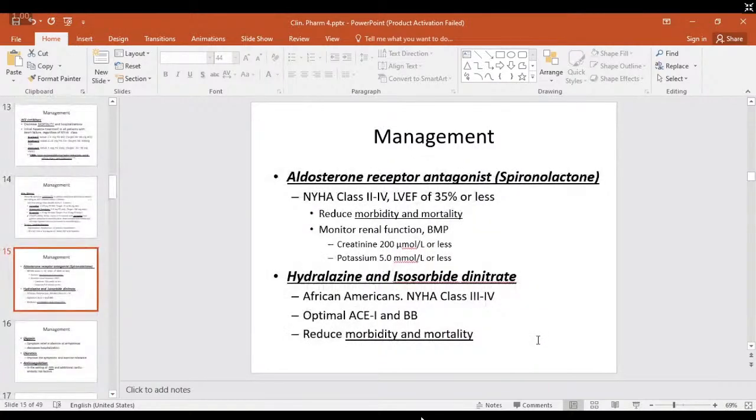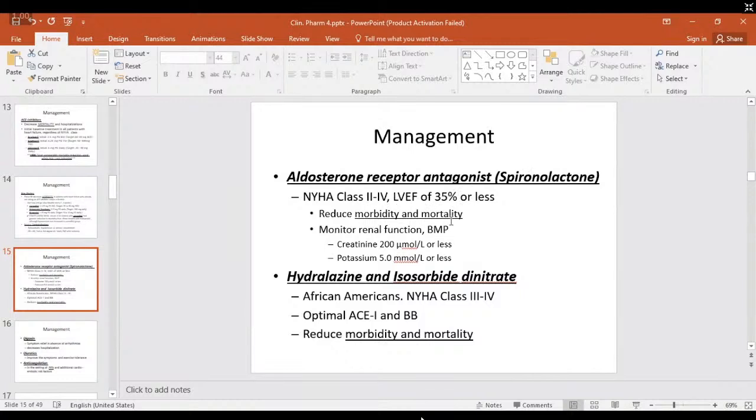Some other management options for heart failure patients are the aldosterone receptor antagonists, or the so-called potassium sparing diuretics. And here our best and classic example is, of course, spironolactone. It is especially useful in patients with a left ventricular ejection fraction of 35% or less. If you give spironolactone to patients with heart failure with preserved ejection fraction, it is not as effective as in patients with a reduced ejection fraction.